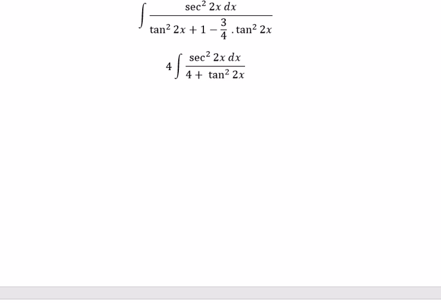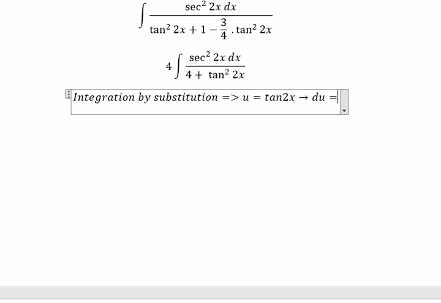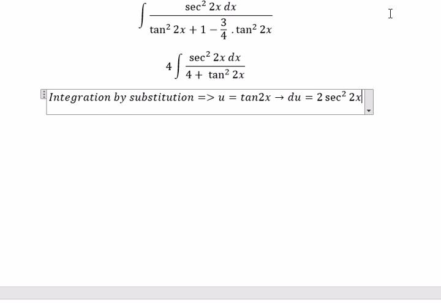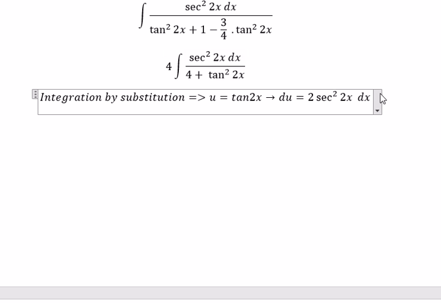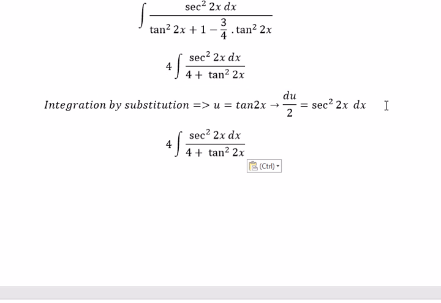And now we need to use integration by substitution. So we put u equal to tan 2s, du equal to 2 secant of 2s square ds. Because we don't have number 2 in here, we divide both sides by number 2. So this one you get u square. This one you get du over 2. So 4 divided by 2 you get number 2.